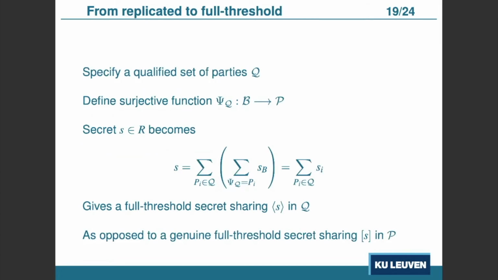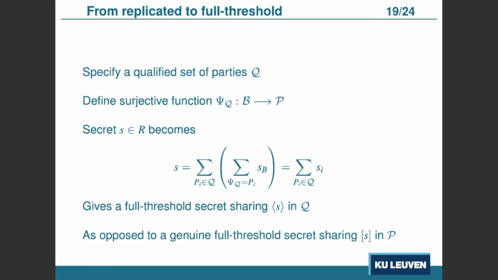There is an easy way to pass from replicated secret sharing to full threshold secret sharing. And the observation is that only a qualified set of players will participate in an operation involving the secret. So let's assume we have a qualified set of players Q who holds a replicated secret sharing of a secret S. Then we rearrange the shares of S in such a way that each player in Q holds exactly one share of S. This way, we get a full threshold sharing over the set Q.